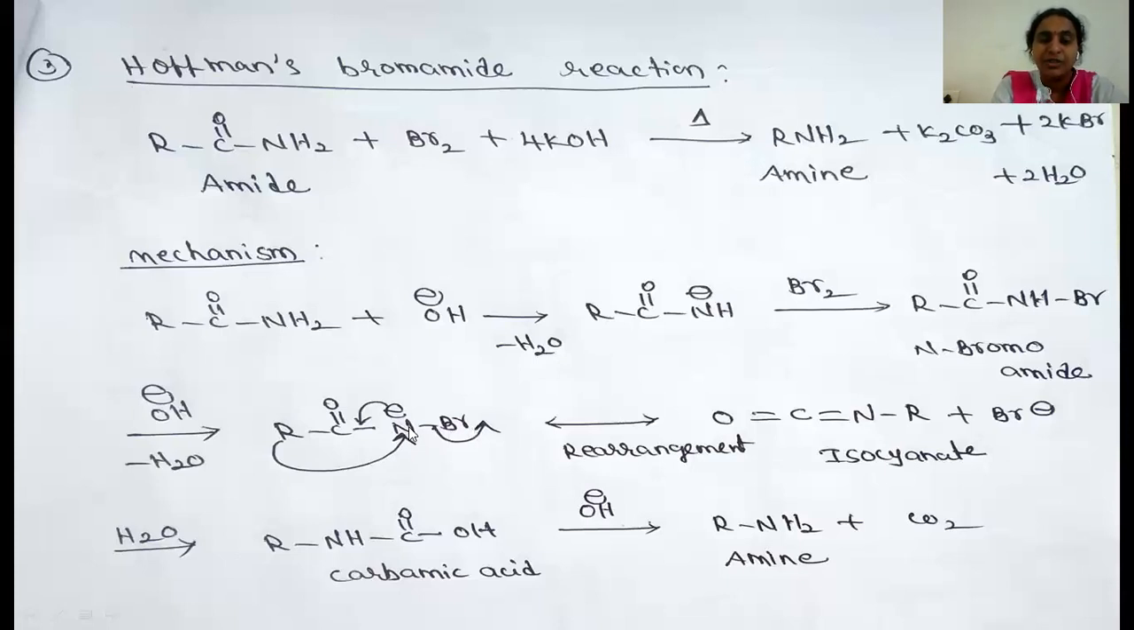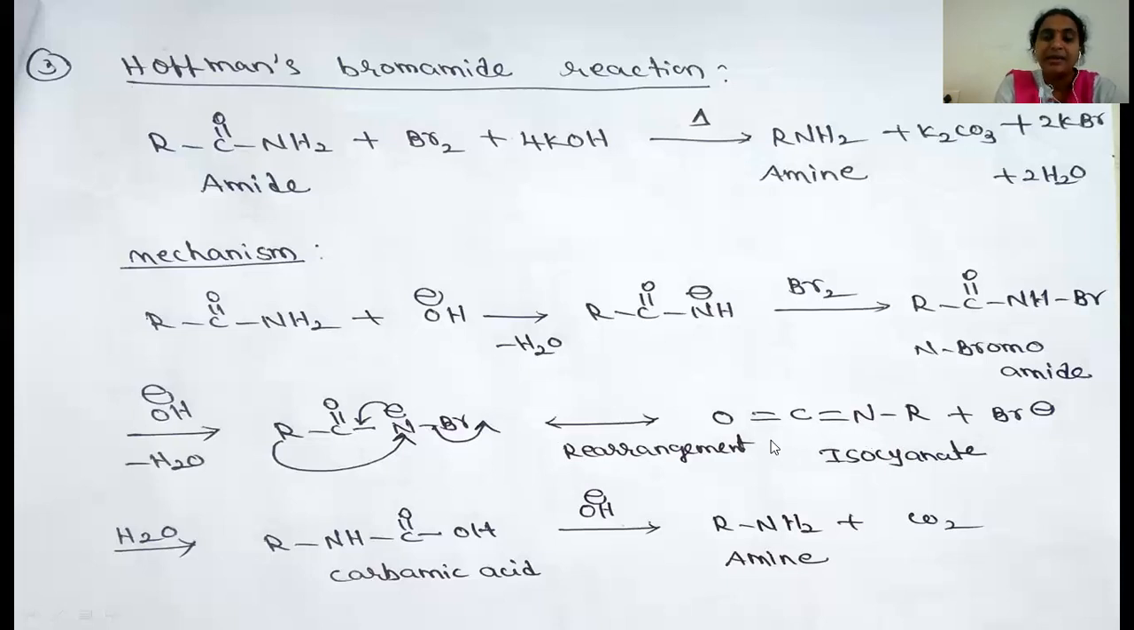First, nitrogen gives its lone pair of electrons to this bond. Simultaneously, this R group along with this bond shifts towards the nitrogen, and then this Br is eliminated as Br minus. The molecule undergoes rearrangement and produces the O double bond C double bond N and the R group. So finally it will produce the isocyanate. This structure is called an isocyanate, and it liberates the Br minus.